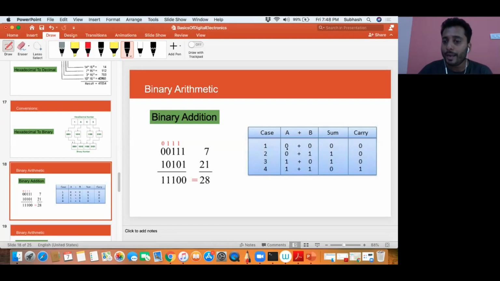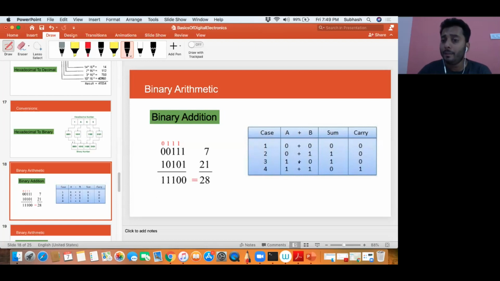So how do we add each bit? 0 plus 0 will give you a sum of 0 with a carry of 0. You will have to look at this table very carefully and keep this table in your mind. As you keep practicing, you need not memorize this table by heart. It automatically gets embedded in your head once you practice this. So bit 0 plus bit 0 will result in bit 0 with a carry of 0. Bit 0 plus bit 1 will result in 1 with a carry of 0.